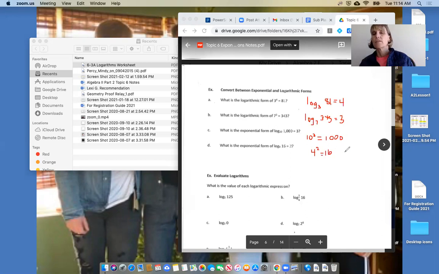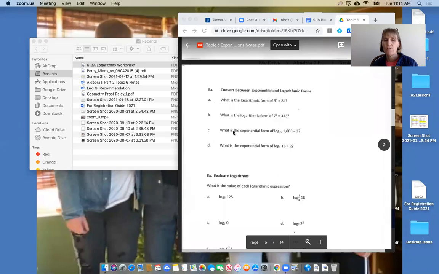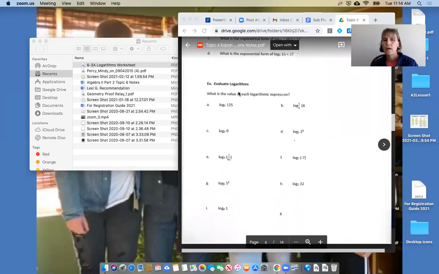Okay, so you have several questions on your assignment, maybe about half of your assignment. You're either going to be given it in exponential form and they're going to ask you to write it in log form like this, or they're going to give you the problem in log form and they're going to ask you to convert it to exponential form like that. The other half of your worksheet is going to be solving or evaluating a log without a calculator. What is each log expression?